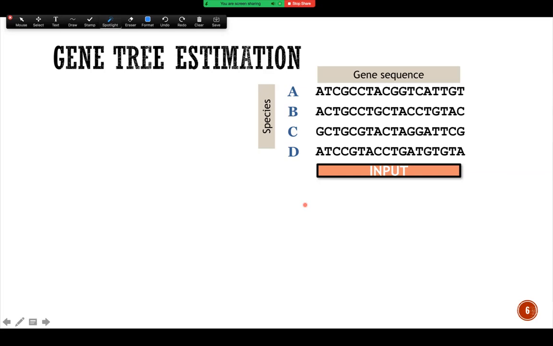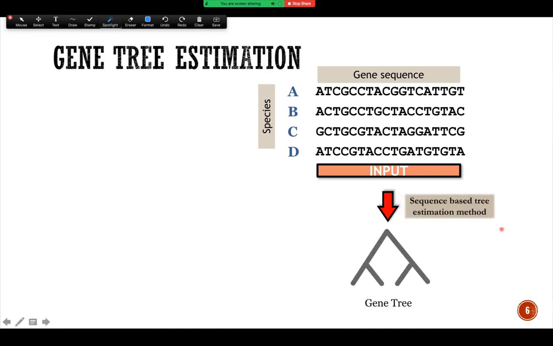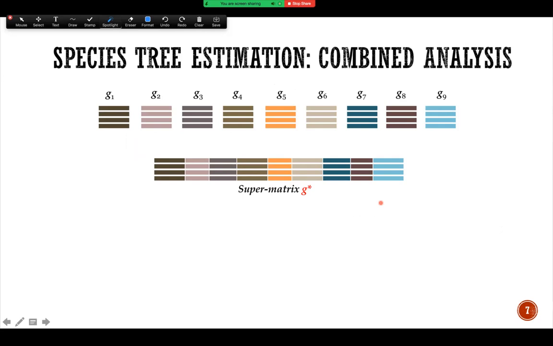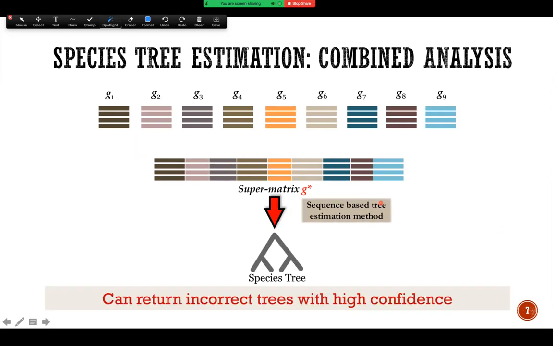To estimate a single gene tree, we arrange the sequences of different species into a matrix and apply a sequence-based statistical approach to estimate the gene tree. Now the question is, how should we estimate the species tree? A common approach is to concatenate all the gene sequences into a supermatrix and then apply a statistical method to infer the species tree. But as it assumes that all genes follow the same history, it can return incorrect trees with high confidence.